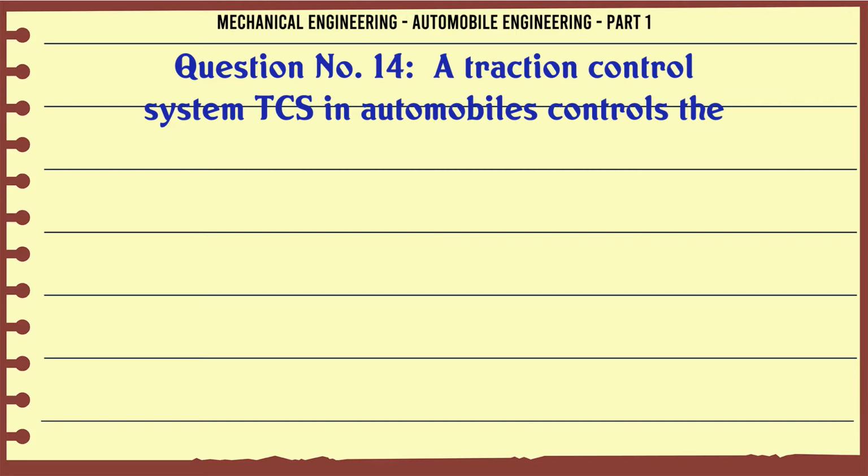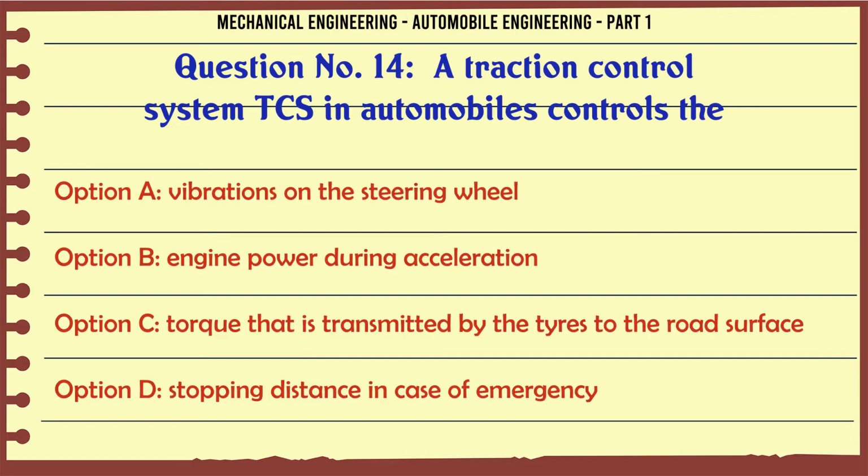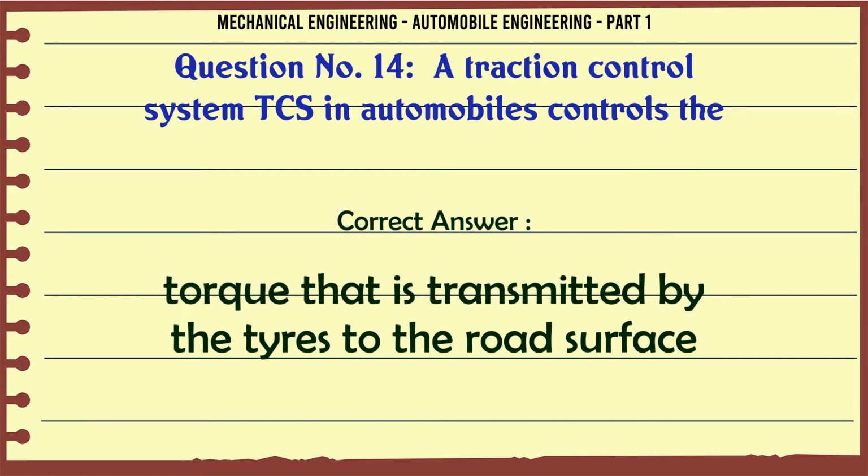A traction control system (TCS) in automobiles controls the: A. vibrations on the steering wheel. B. engine power during acceleration. C. torque that is transmitted by the tires to the road surface. D. stopping distance in case of emergency. The correct answer is torque that is transmitted by the tires to the road surface.